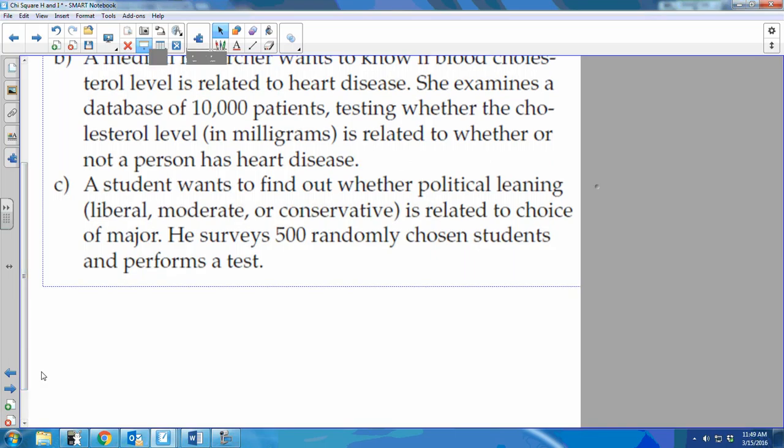And then C, a student wants to find out whether political leaning, liberal, moderate, or conservative, is related to choice of major. He surveys 500 randomly chosen students and performs a test. Independent. You have political leaning, and then you have choice of major. So it didn't give you the choices for the major, but you have two different variables. And we have independence because we have one sample of people. Questions about that?